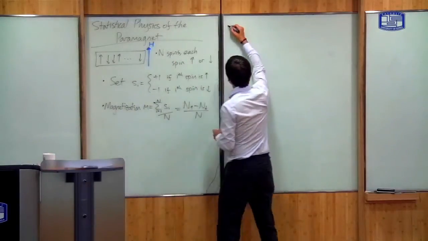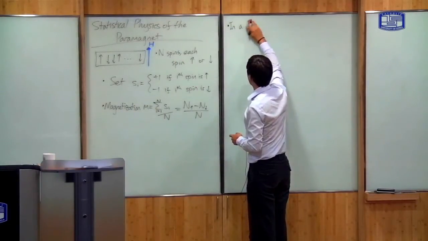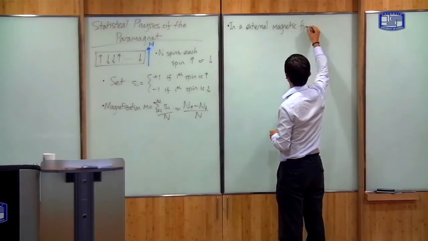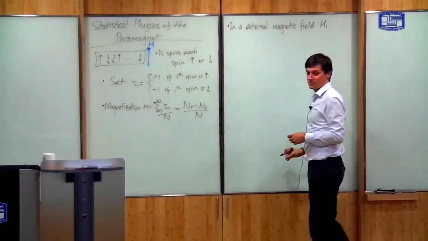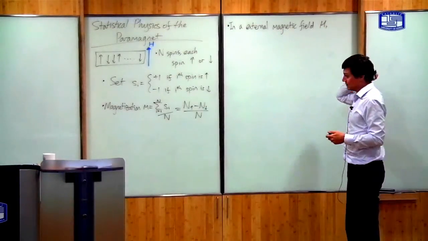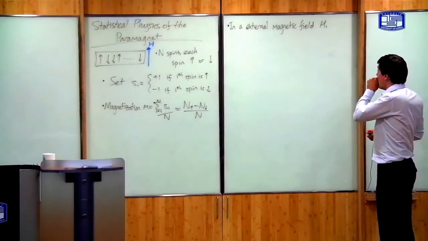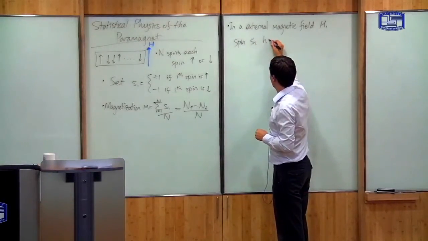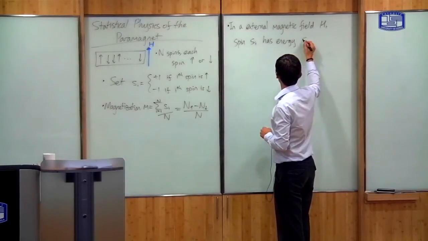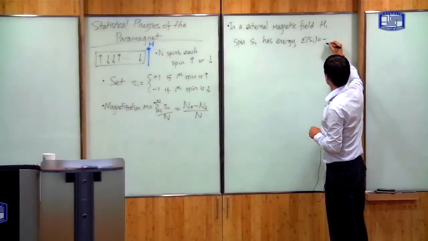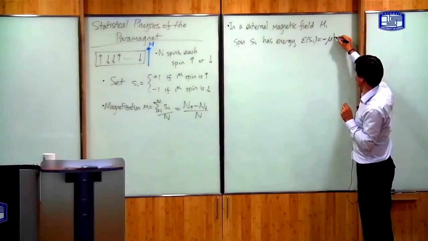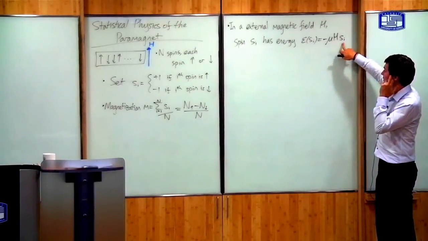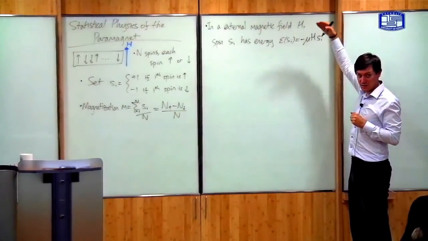So let me continue over here. In an external magnetic field, H is the symbol usually given to external magnetic fields. B is the combined field. Okay, so in such a field, the spin has different energy, and in particular spin S_i has energy called epsilon_i, which is minus some constant which I'll call mu, times the size of the field, times the direction of the spin. Okay? So you can see here if S_i is +1, then it has a lower energy, and if S_i is -1, it has a higher energy.